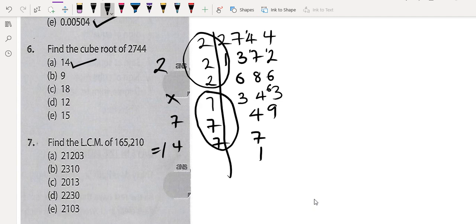Cube root of that is 2744. Now when I say the cube root of 2744 is 14, what does it mean? Okay, what does it mean? When I say the cube root of 2744 is 14, what does it mean?